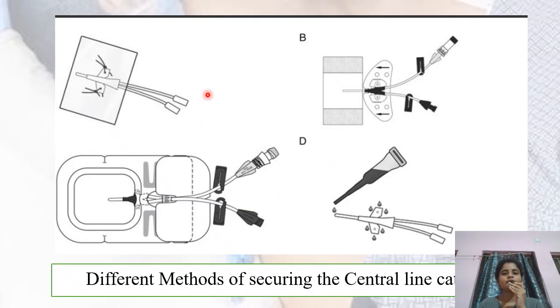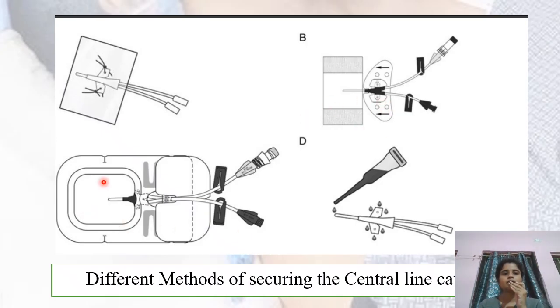Then these are some of the different techniques of securing the central line site. You can see here, this is one method, where the wings of the central line are sutured to the skin, and over that a Tegaderm is placed. Then the second method, you can see the insertion site dressing is done separately, and the wings of the securement device are also dressed separately. So both dressings are done separately.